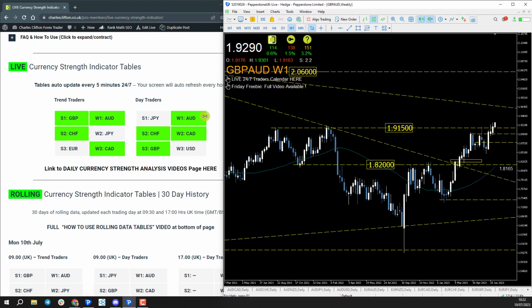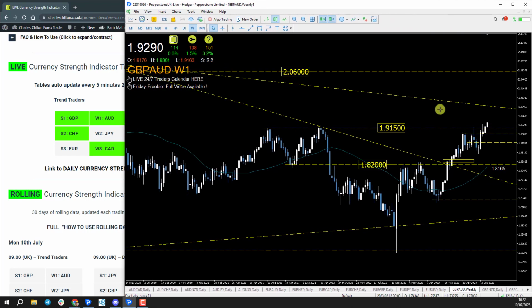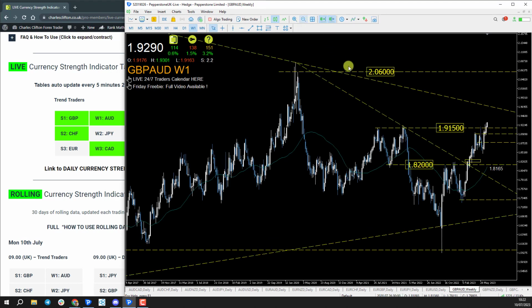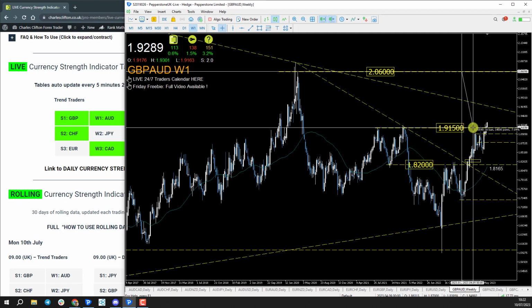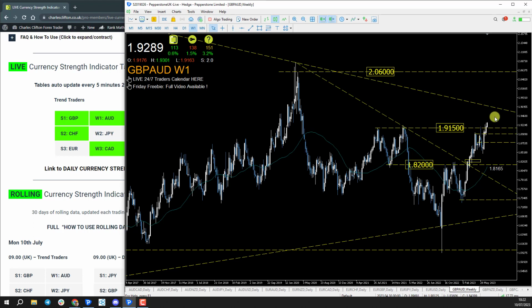On Friday, we were looking at this as our main focus pair because price has traded through the 1.9150 handle. We were talking about if price was going to continue to the upside to the next level of resistance highs, that could bring price all the way up to the 2.0600 area. Now, if that's the case, that would have been a move over 1,450 pips.